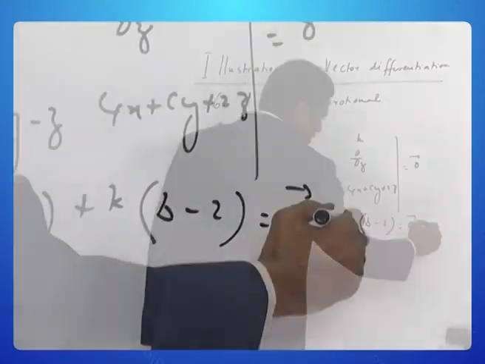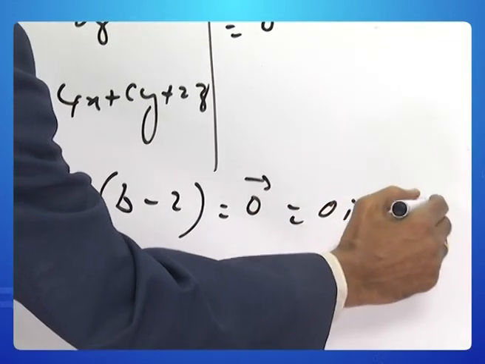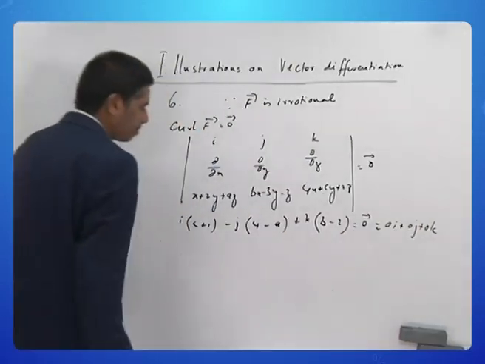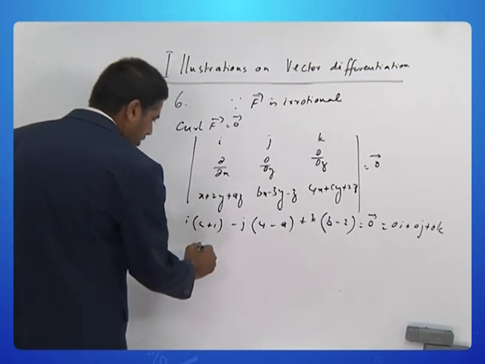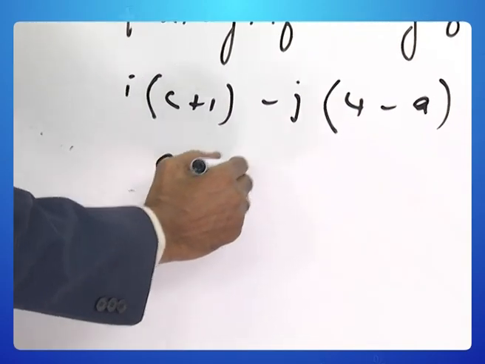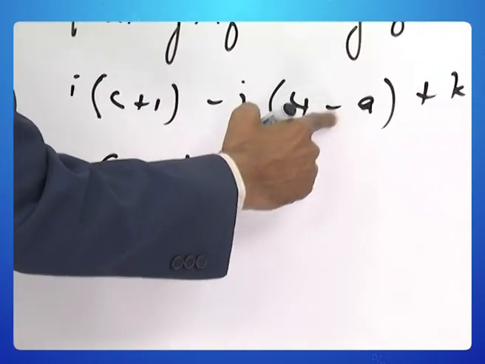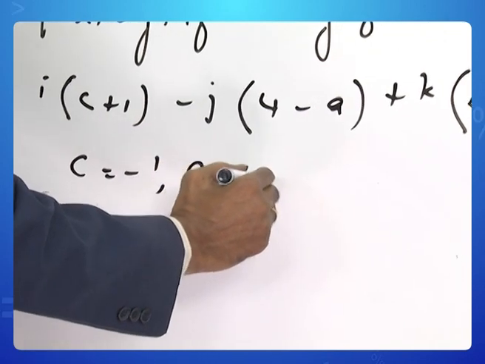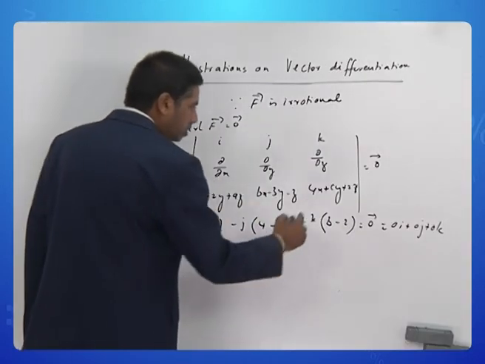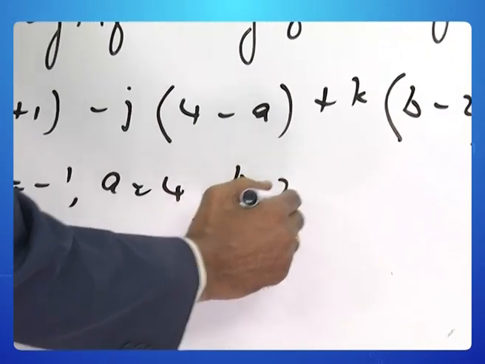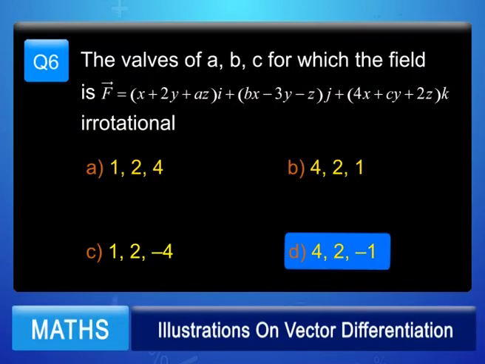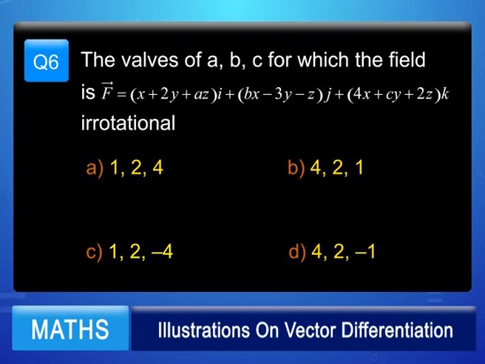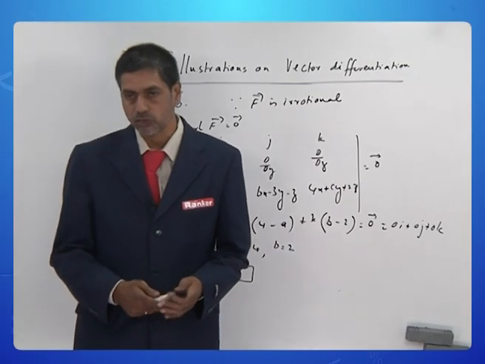Now, by 0 bar, we mean 0i plus 0j plus 0k. So when you set up, you will get c plus 1 is equal to 0, that is c is minus 1, a minus 4 is equal to 0, so a is 4, and b minus 2 is equal to 0, you get b is equal to 2. So the values of a, b, c are 4, 2, minus 1, and the correct option is D. So this is a very fundamental problem on calculating the curl of a vector. Let's go to the next question.